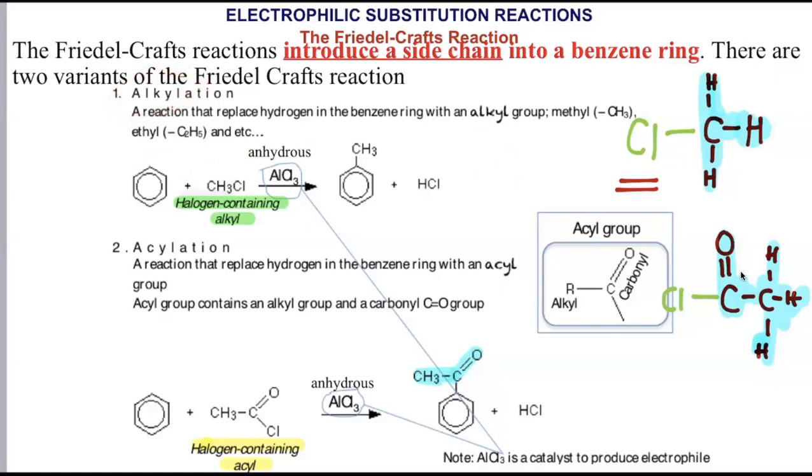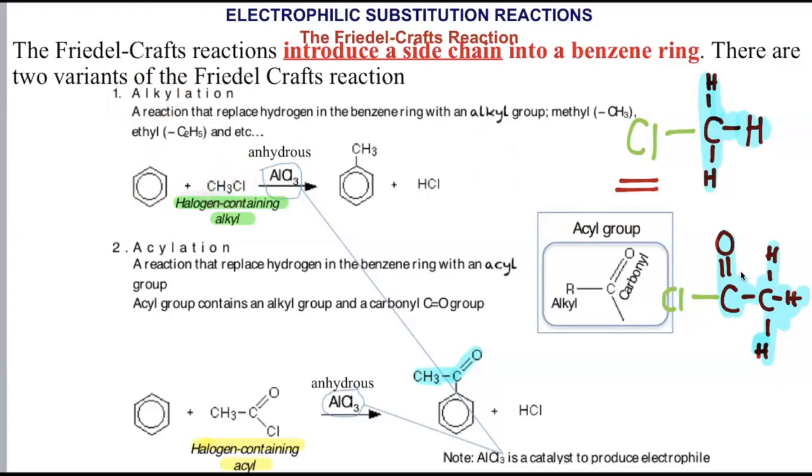Alkylation, right? So in order to attach an alkyl group, you need obviously the alkyl group that you want to attach. In this case, it's the CH3 that I have just circled there. And that CH3 must be attached to a halogen. Usually we use chlorine, okay?